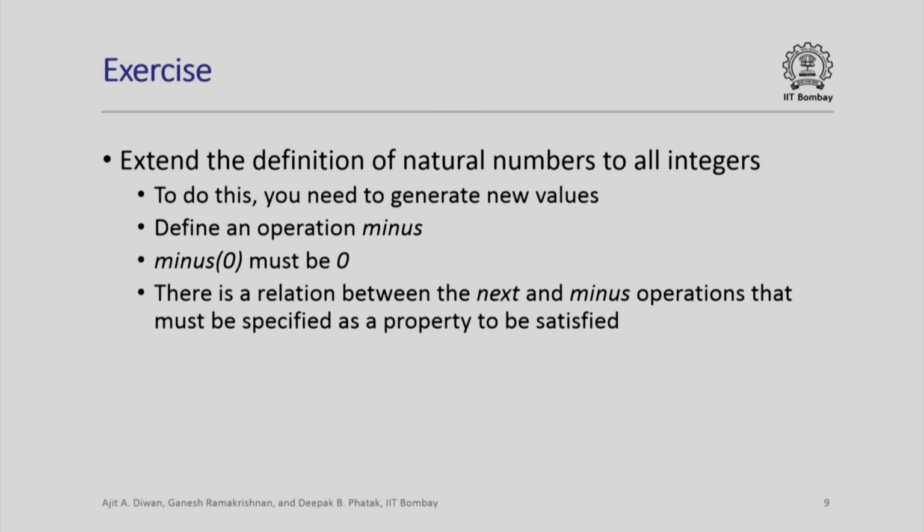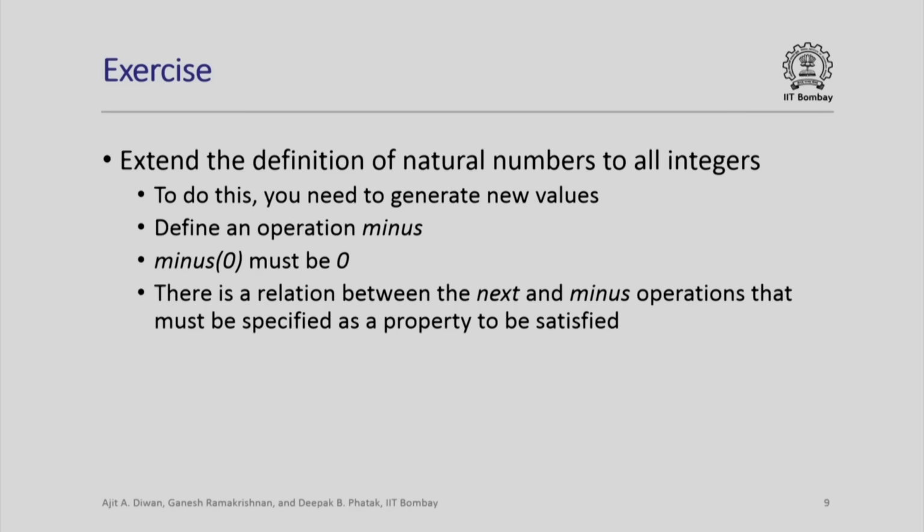So, minus of 0, we must define it to be 0 itself. Otherwise, minus of 0 would be considered to be some new value. So, minus is an operation which generates a value, just like next generates a value, but we want to specify that minus of 0 must be the same as 0. So, minus 0 we define as 0, and there is a relation between the next operation and the minus operation that must be satisfied. So, if you want to precisely define the set of integers, there is a relation between the next operation and the minus operation.